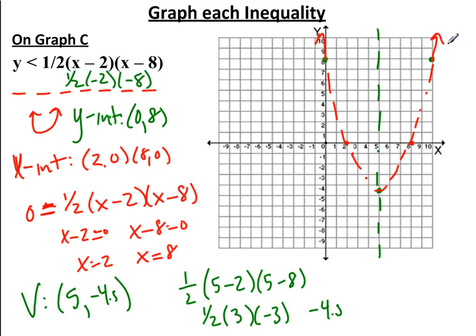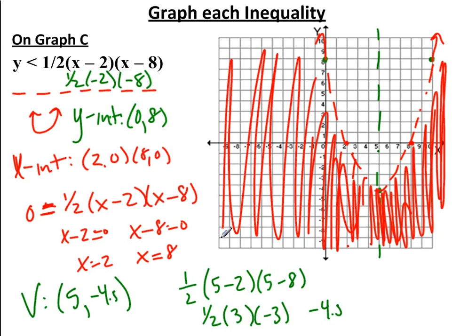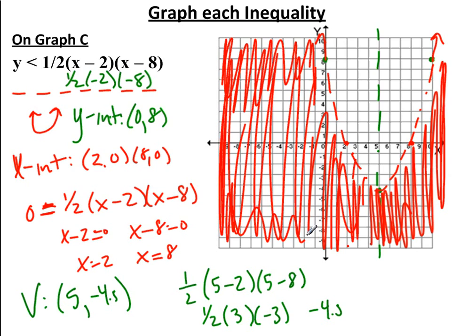Okay, and now I need to decide what shading. I want all the y's that are less than this. Some of you might be able to just look and say, well, where's less than this parabola? It would be all of this area. And again, you only have to shade the part that's actually on the graph, even though it does go on forever. But we can do a test point.